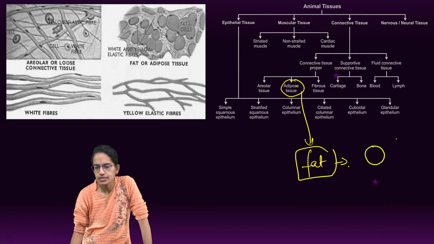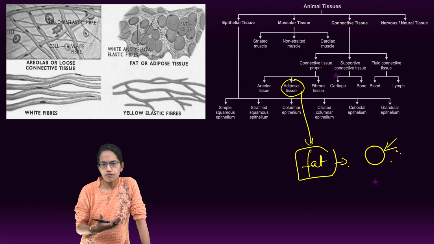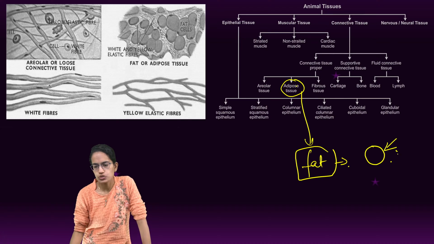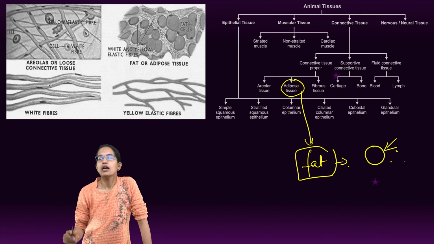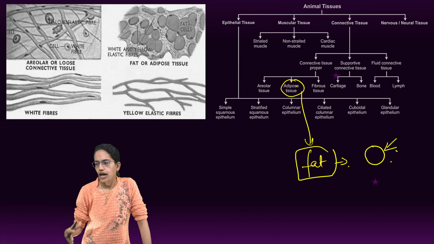It is oval in shape. The main function is storage of fat. Where is the common storage of fat? Below the eyeball, the region that we see is the area where you have fat storage. A lot of adipose tissue here. The area around the brain and the area in the heart are some of the areas.